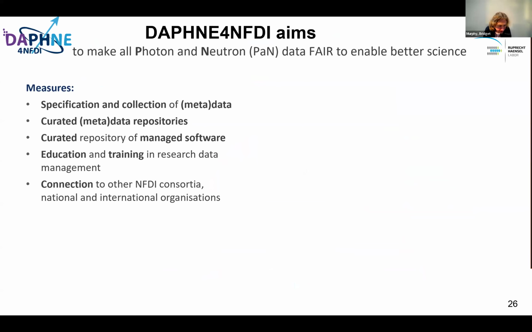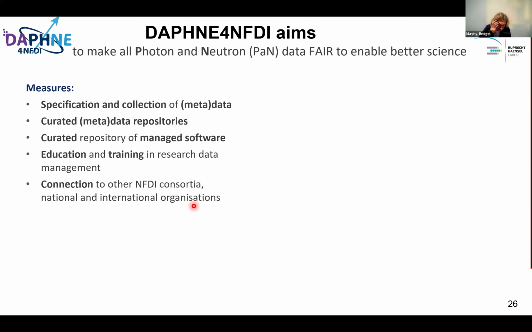This is to try and specify and collect high quality metadata at the point of the experiment, to provide curated metadata and data repositories, but not only the data, but also to provide the possibility to share software by providing curated repositories for managed software to share it between the community. And in order to achieve this, we need, of course, to do lots of education and training in research data management.